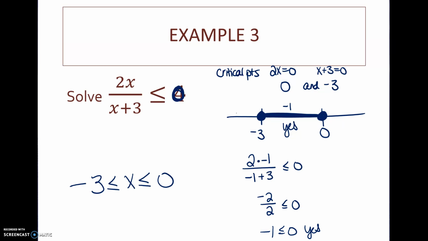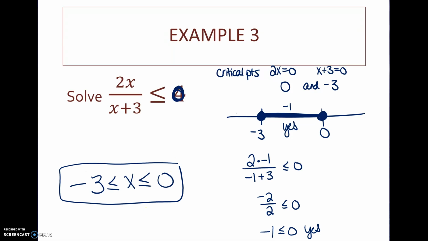Here's the worked out example 3. Your critical points. 0 would make this top part 0. Negative 3 would make the bottom part 0. I tested negative 1 and found that it worked. So here's my picture. Negative 3 is less than or equal to x is less than or equal to 0.